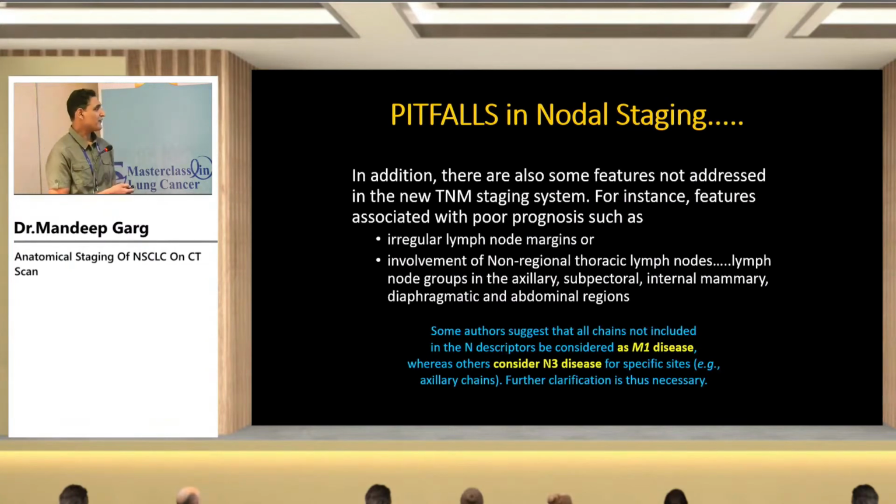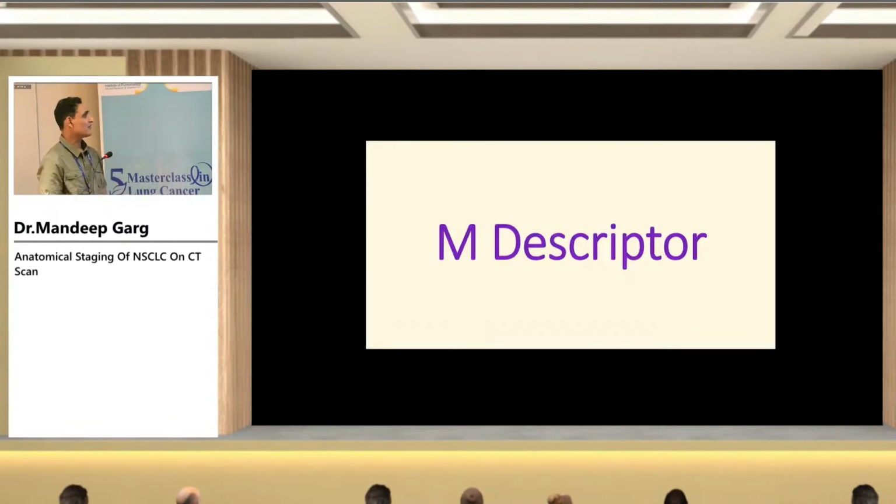In addition, there are a few more features which are not addressed in this 8th TNM staging, like if the lymph nodes have irregular margins, and especially when there is non-regional thoracic lymph node involvement, like lymph nodes in the axilla, subpectoral, internal mammary, or diaphragmatic regions. Some authors suggest that all these chains should be taken as M1 disease, while others say that it should be N3 disease, especially the axillary chains. So further clarification and consensus statement is still awaited on these kinds of lymph nodes.